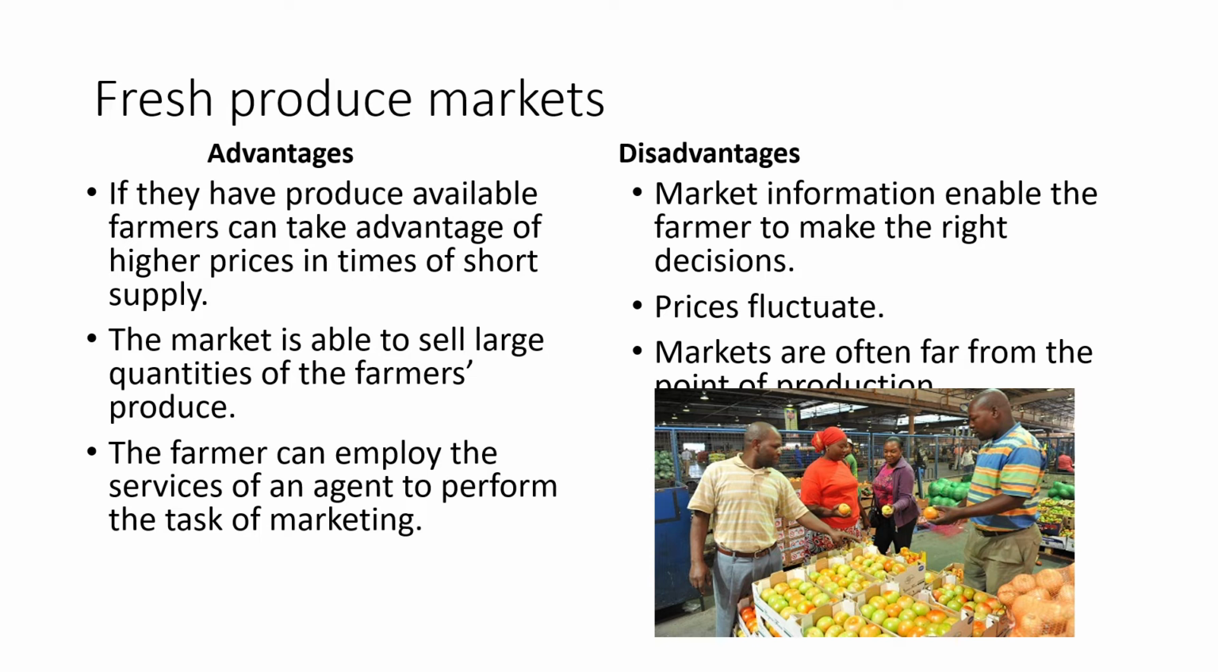Prices fluctuate, meaning depending on the demand of a product, the prices can either increase or decrease. And the last one that we say is that markets unfortunately are sometimes a bit far away from the farm, so this could be a bad thing for the farmer if he has to travel so far to take his produce to market. Then you have stock sales.